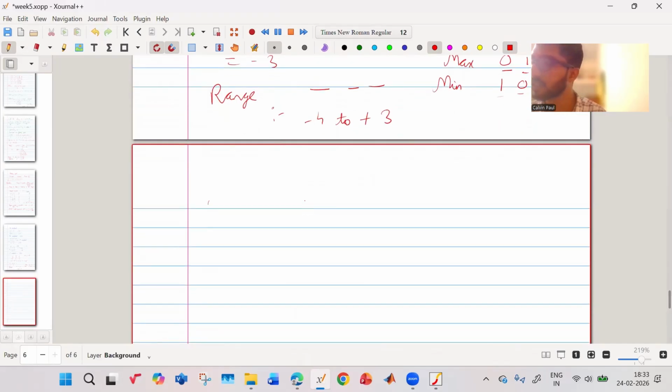Sir has also taught how you can do addition and subtraction.